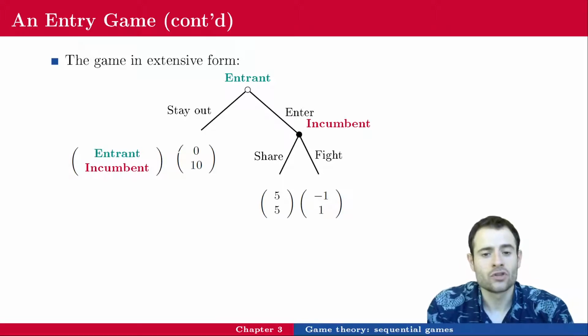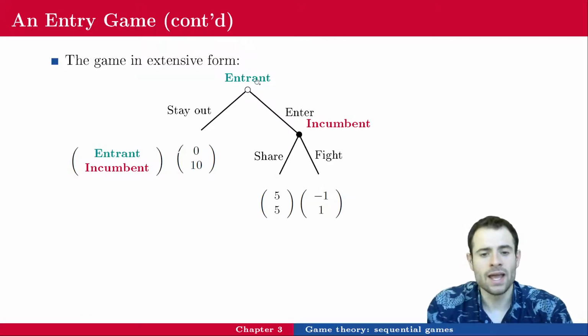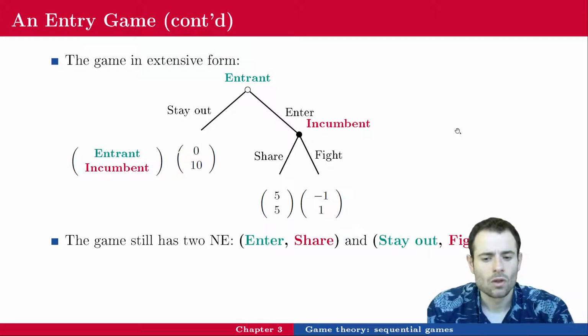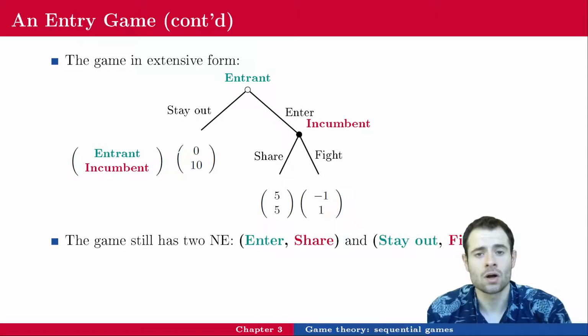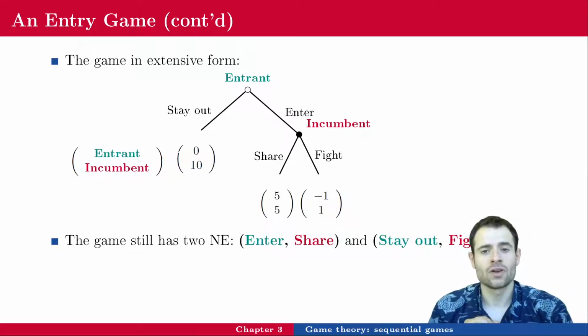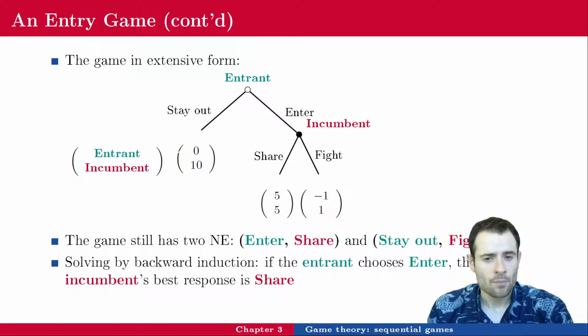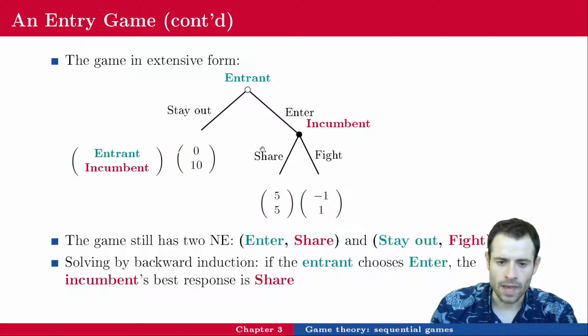We saw previously that the 2 Nash equilibria are enter and share. Enter for the entrant, share for the incumbent. That's 1. And the second one is the incumbent fights and the entrant stays out. Now, if the game is sequential, we still have 2 Nash equilibria. We still have mutual best responses, so we fit the definition of a Nash equilibrium. But if we use backward induction, take a look at that. This will be a subgame.